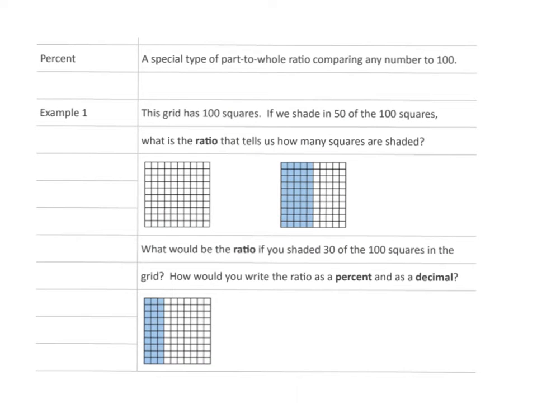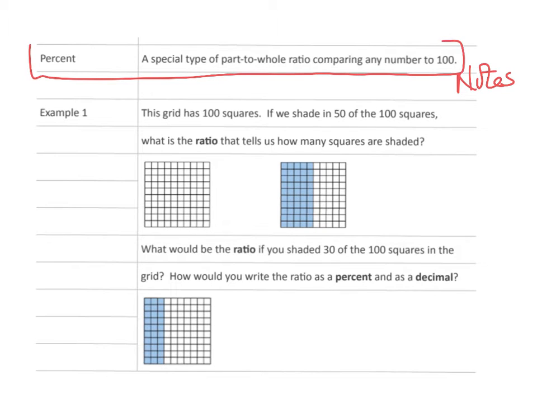First thing I want you to have in your notes is the definition of percent. It's a special type of ratio comparing any number to 100. Easiest way to do it is out of 100. So once you have that, we're going to start figuring out percentages.